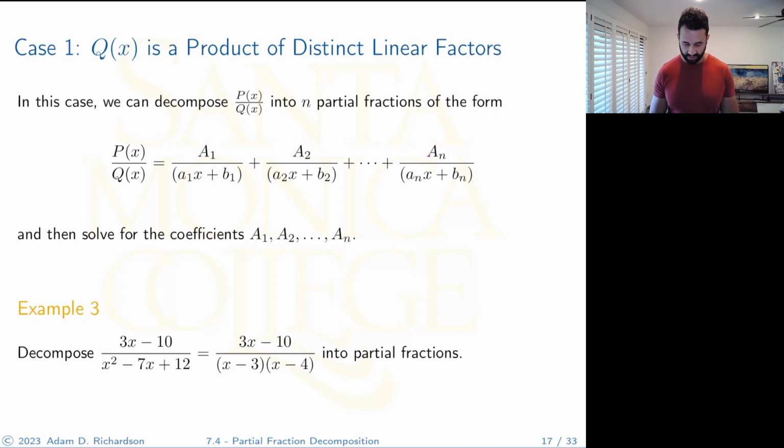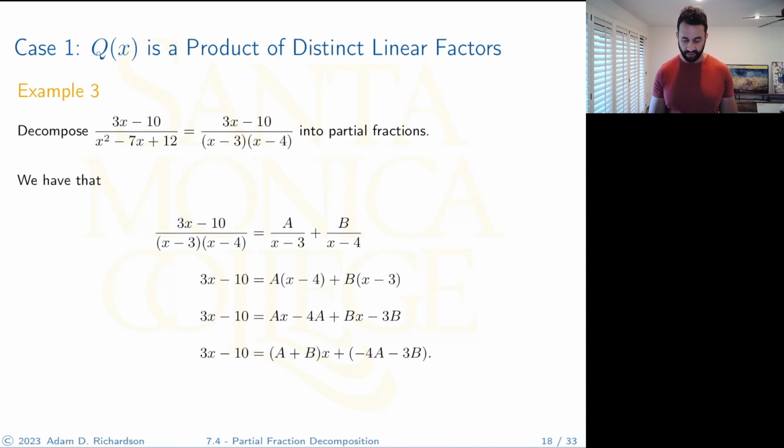So here's an example. Let's start with this rational function. Notice the degree of the numerator is already less than the degree of the denominator, so we do not need to perform division. We can just move forward. The denominator factors into a product of distinct linear factors. So what that means is we can write this rational function as some number a divided by x minus 3 plus some number b divided by x minus 4. And we need to solve for a and b.